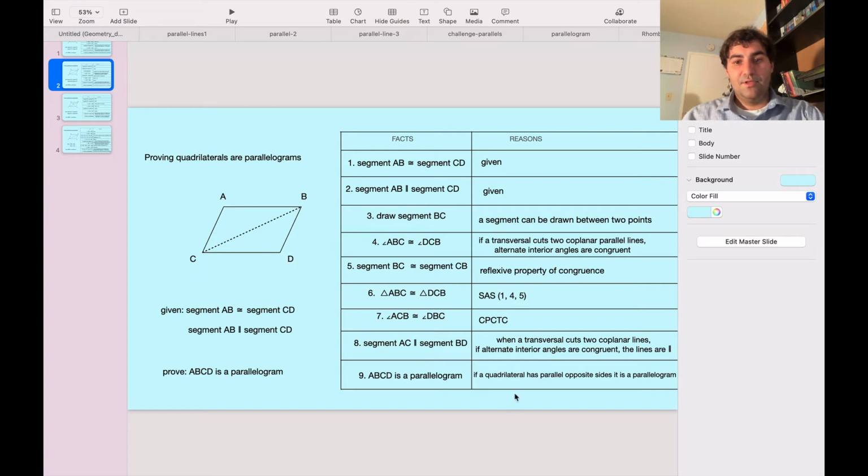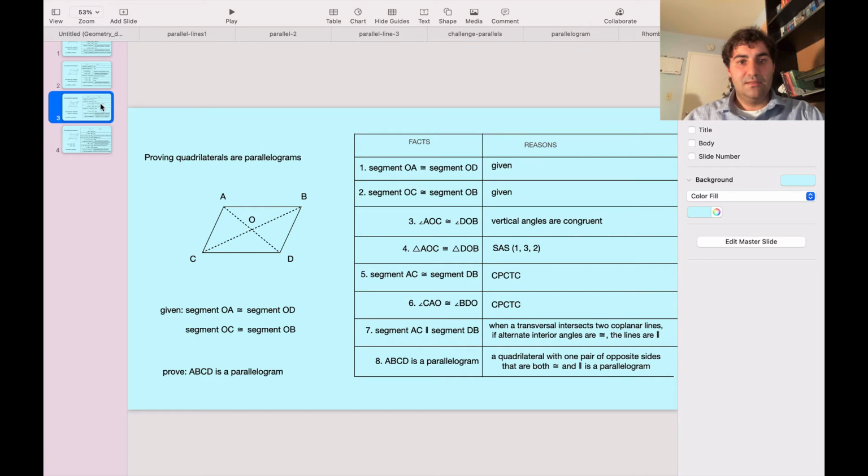So I use the same reasoning. If a quadrilateral has parallel opposite sides, it is a parallelogram, right? So we've used what we know: segment AB is parallel to segment CD, and segment AC is parallel to segment BD, to establish that ABCD is a parallelogram. To be more rigorous, I just picked one pair of opposite sides, AB and CD. You can also choose AC and BD and then show that it's a parallelogram, but I think you get the point. So I'm just going to go on to this next slide here.